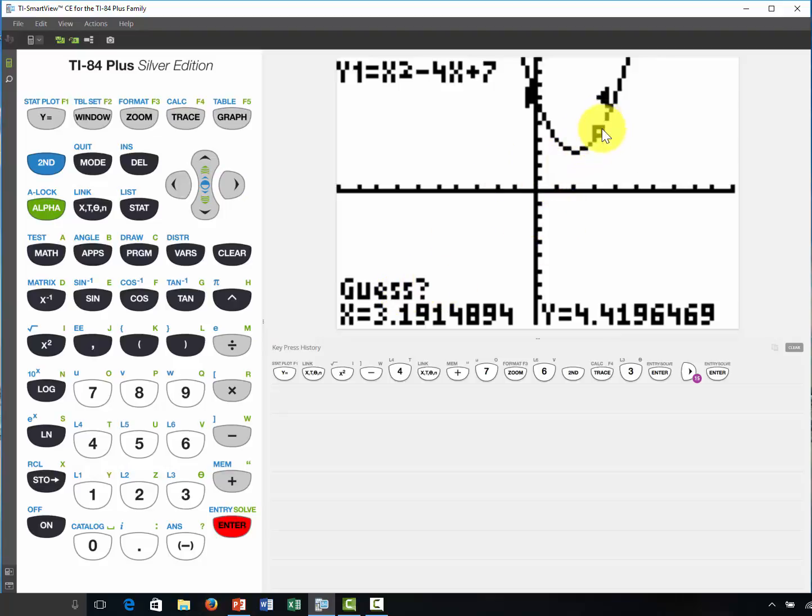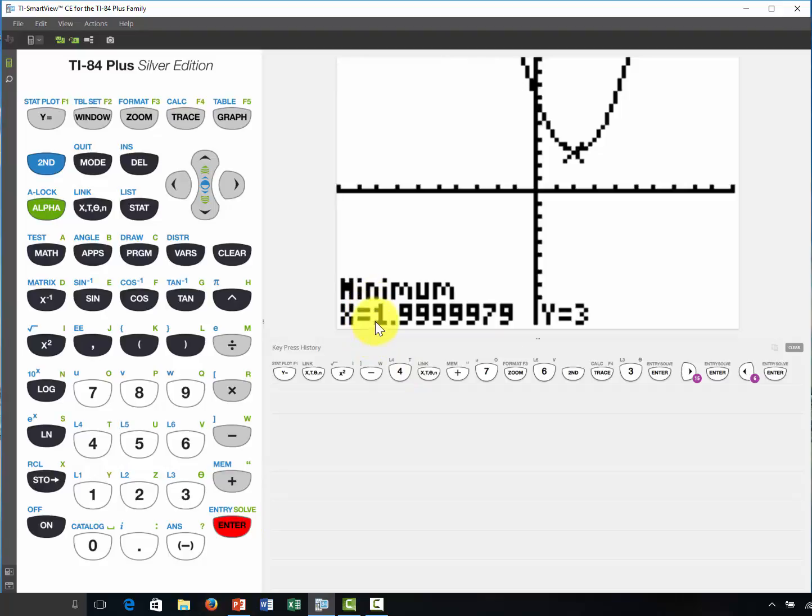I'm going to move the cursor to where I believe it is, and the guess is about 1.9 something. Hit enter, and the calculator comes back as 1.99999. Now rounded off, this is 2 and our y value is 3. So it's sort of estimating. Now if we want to be more precise graphically, we can change the window settings, zoom in a little bit better, and it'll get a better estimate. I don't think that's really needed for this problem. I think clearly it's going to be (2, 3). But let me go ahead and show you how to do that.